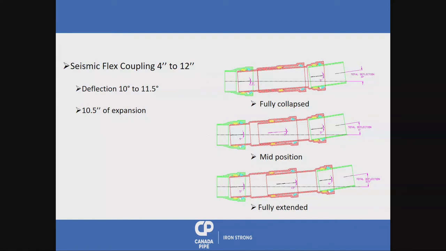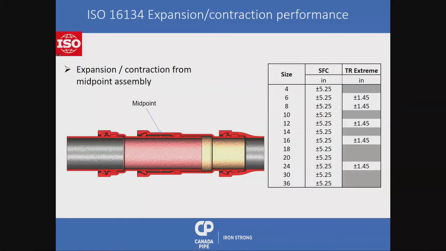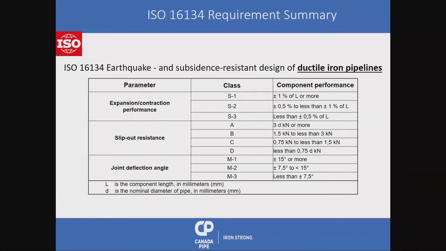And you can see this is the example of how it will work on a 4 to 12, fully compressed, mid position, fully extended. It'll give about 11.5 degrees of deflection on a pipeline. And this is between SFC, or Seismic Flex coupling, and TR Extreme, which is the US Pipe version. The US Pipe one is actually in the market now, and they work very, very well. But the SFC will just add a little bit more. This is the ISO standard. This is what it actually is, and we fall in S1, B, and M2, which is pretty high when you're talking about a seismic pipeline.